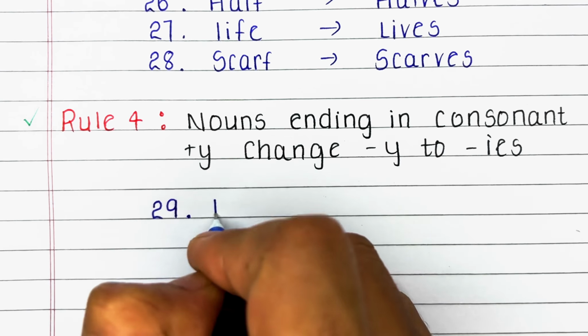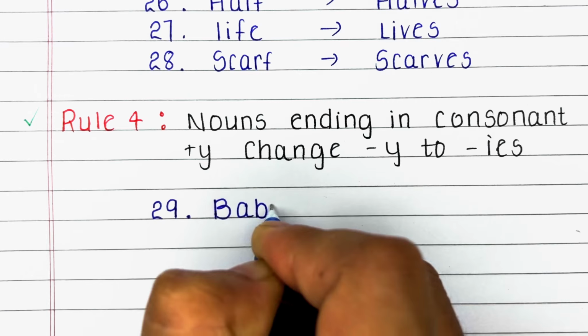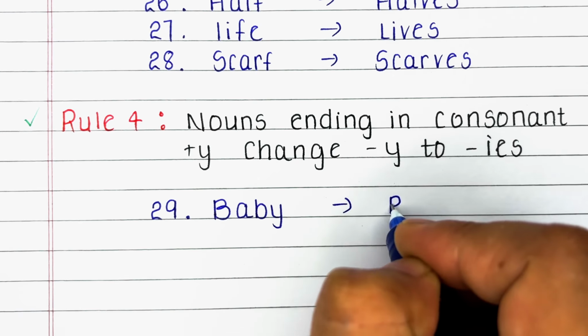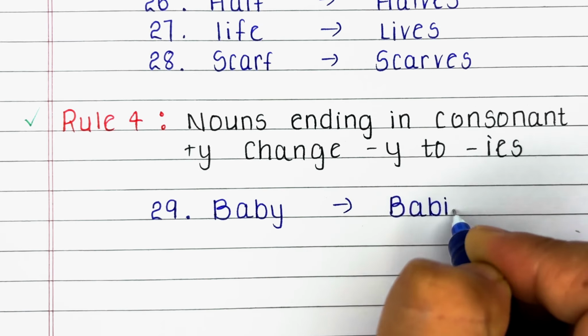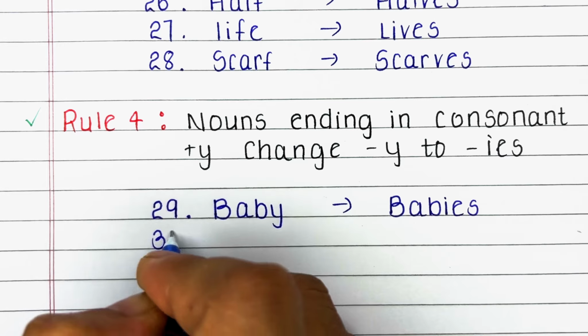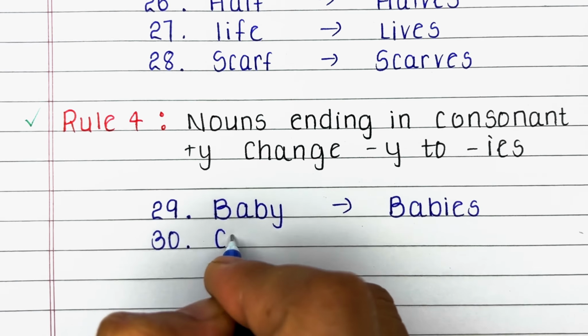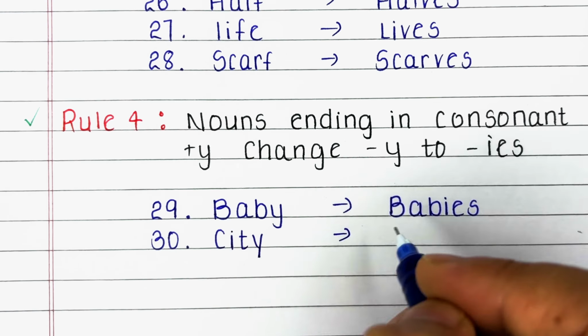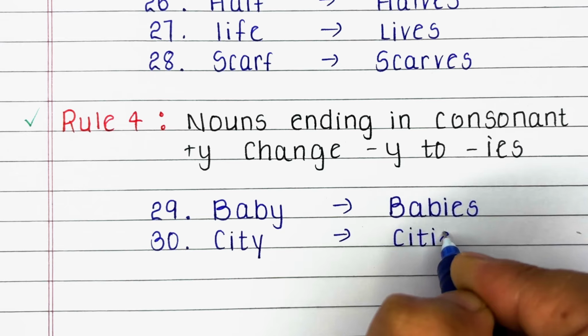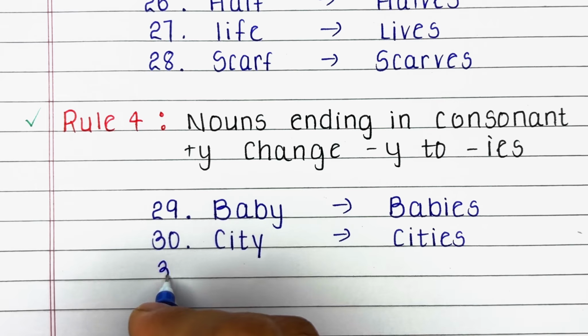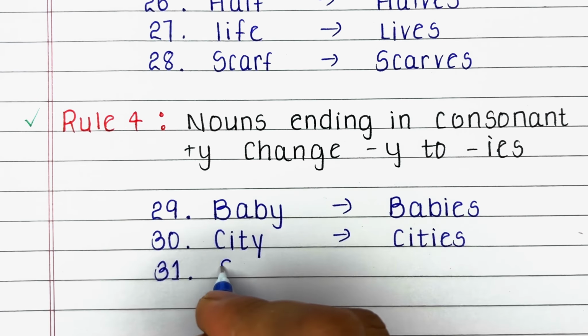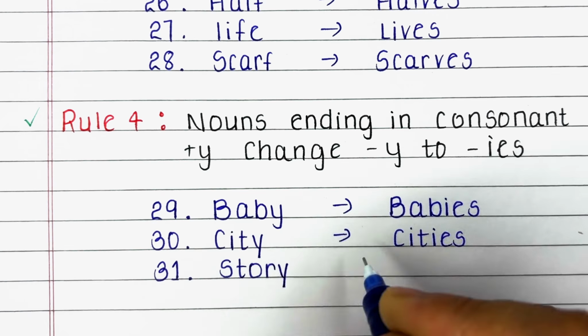So, our word is baby. As you can see in the word, B is consonant and it is ending with Y. So what we will do is, we will remove the Y and we will replace it with IES. Okay. So the plural form of baby will become babies. Similarly, the plural of the word city will become cities.